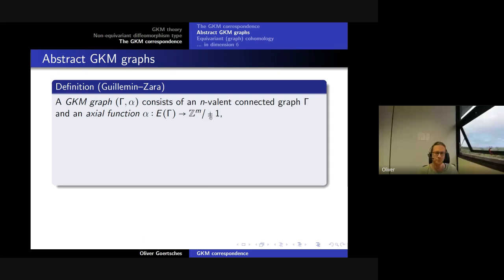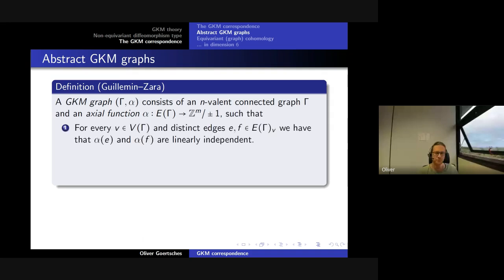I did not yet fix a torus, so I do not have a Lie algebra of the torus available, but this will later become the integer lattice in the dual of the Lie algebra of the acting torus. Okay, and so what do I want? I want to encode the GKM condition.